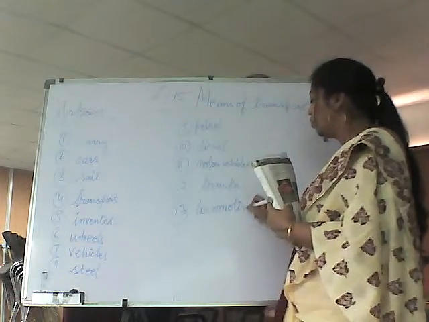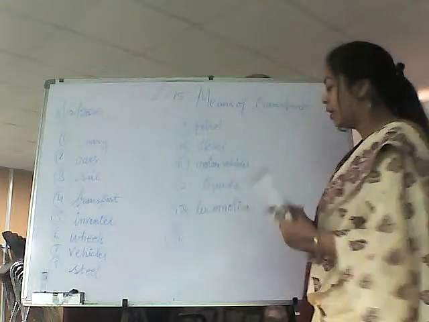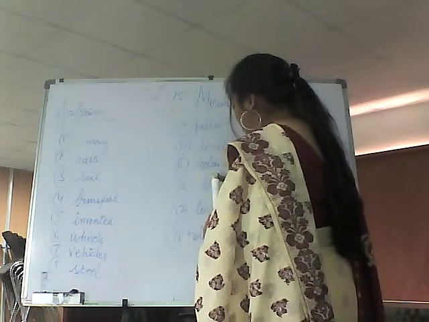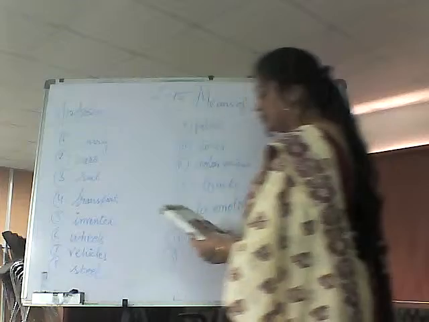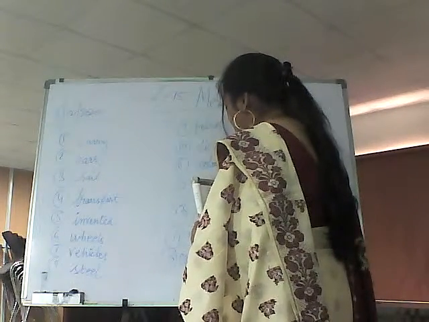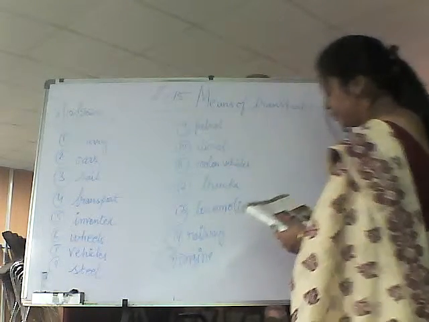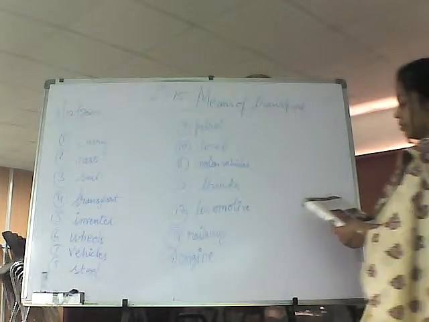L-O-C-O-M-O-T-I-V-E. Locomotive. Number 14 is railway. Number 15, engine. E-N-G-I-N-E. Engine. Then what else is left? Railway is over.